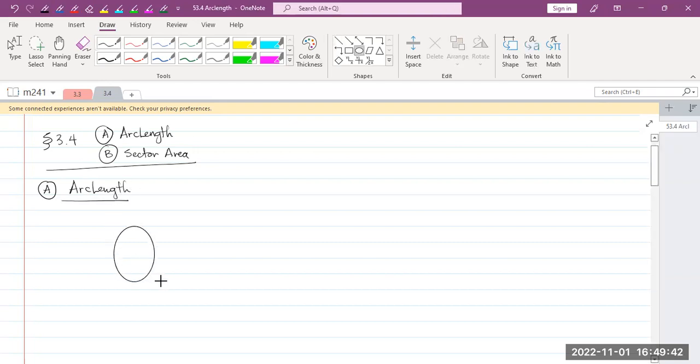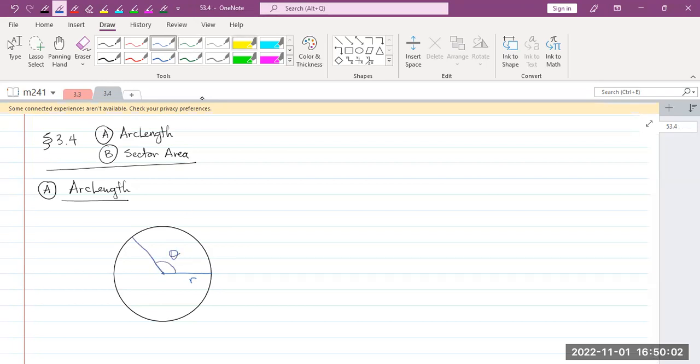Suppose we have a circle with radius r and angle theta. The central angle is theta. Now, the arc length refers to the length of the arc subtended by that angle theta, the length of the part of that circle that is cut off by that central angle theta.